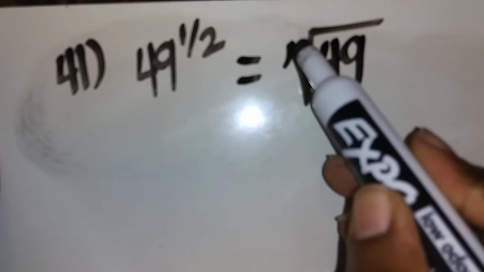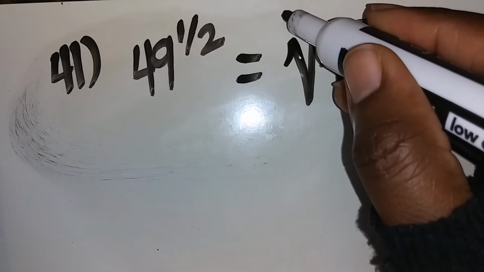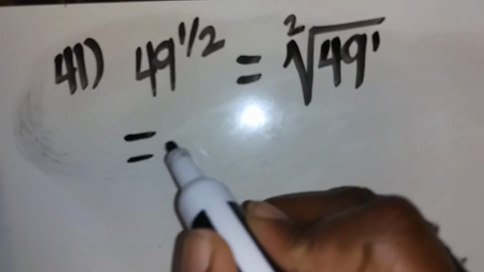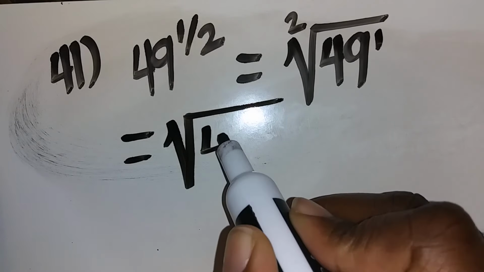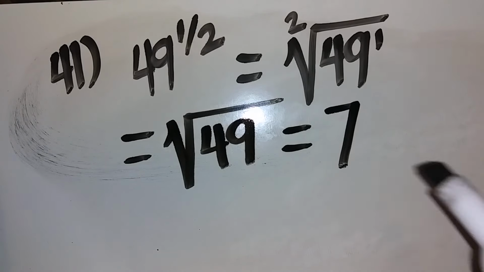So remember that it's an understood 2 here. It's an understood 1 there. So if you need to see it, just write it right quick. So we see the 1/2. And then go back and just clean it up without seeing the 2 and the 1. And we know the square root of 49 is just 7.